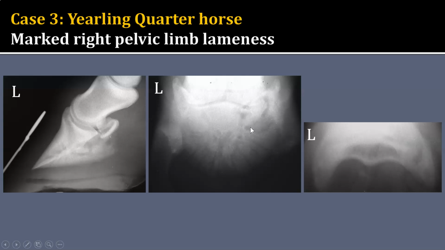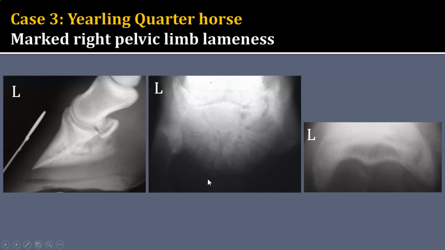I think I said palmar process before, but since we're in the pelvic limb, this would be the plantar process, so medial plantar process. So when I look at these findings, they would be very consistent with focal septic pedal osteitis with sequestrum formation. So I hope that was running through your mind as we saw that.